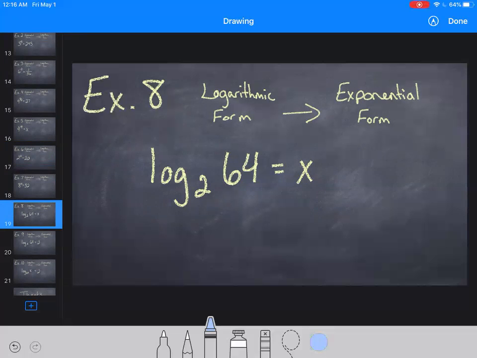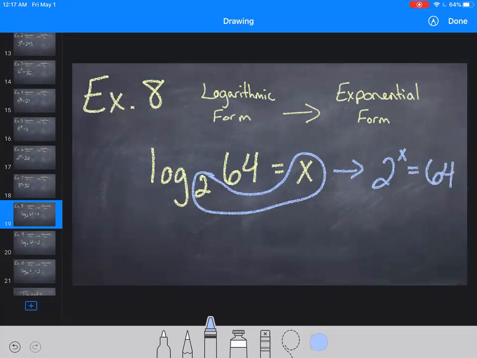Now we're going to do it the opposite way. We're going to go from our logarithmic form to our exponential form. So I'm going to circle my base and my answer. And now whenever I rewrite this in its exponential form, my base is now the base of my exponential form. The answer turns into my exponent, and it's equal to that argument, or what I didn't circle. And notice the log just goes away because we're rewriting it in its exponential form.